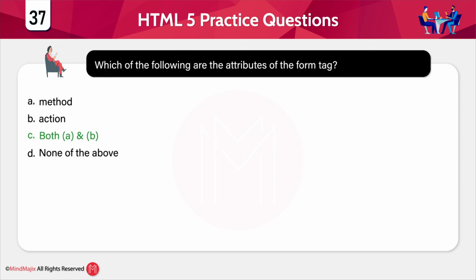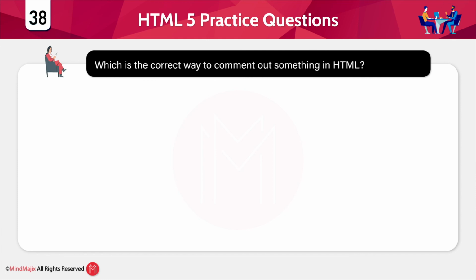So both are action attributes only, action tag attributes only. So what is the correct option? Both A and B, method and action. These are the two attributes of the form tag.